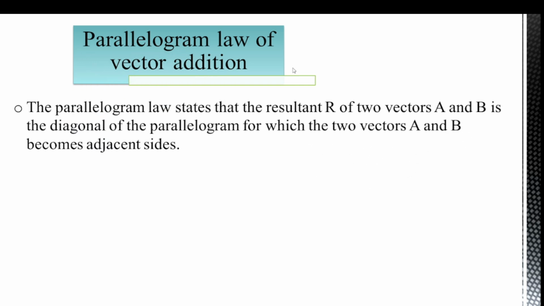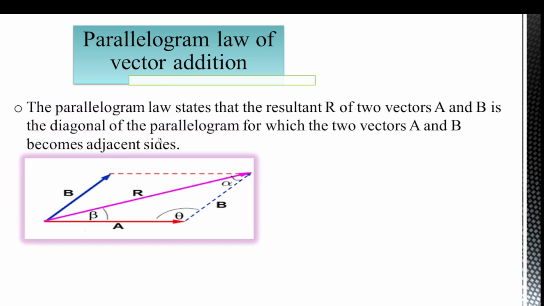Another method is known as the parallelogram law of vector addition. The parallelogram law of vector addition is a method, a means to find a single vector from two vectors. Great. Look, the parallelogram law states that the resultant vector of two vectors A and B is the diagonal of the parallelogram for which the two vectors A and B become adjacent sides.